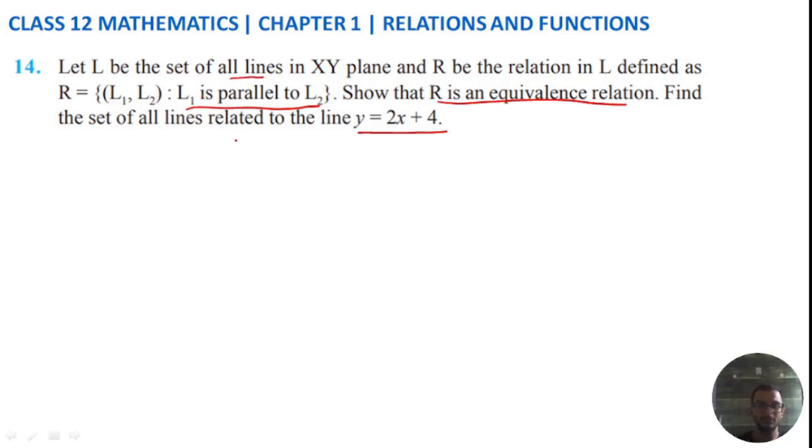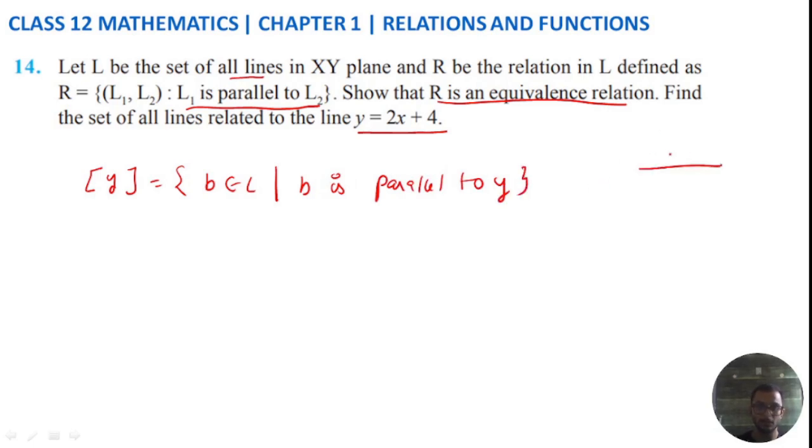Okay, let's do the next part, that is, find the set of all lines related to the line y equals 2x plus 4. That is, we need to find the class of y. Let me first write the definition of the equivalence class: all B belonging to L, that is, B is a line such that (B, y) belongs to R, which is the same as B is parallel to y. Now can you tell me when two lines are parallel? Let me show it in the coordinate plane.